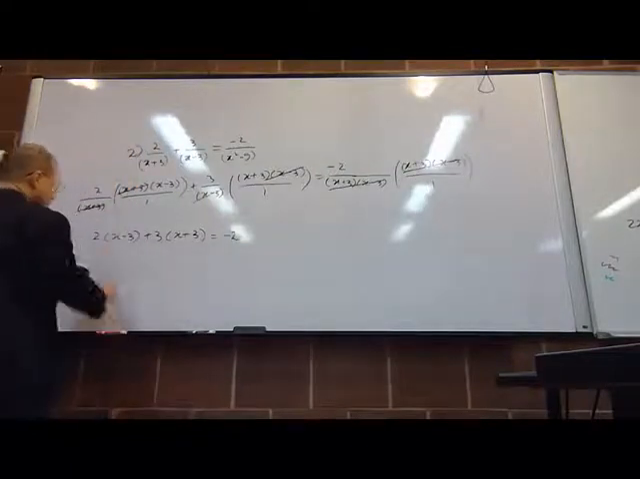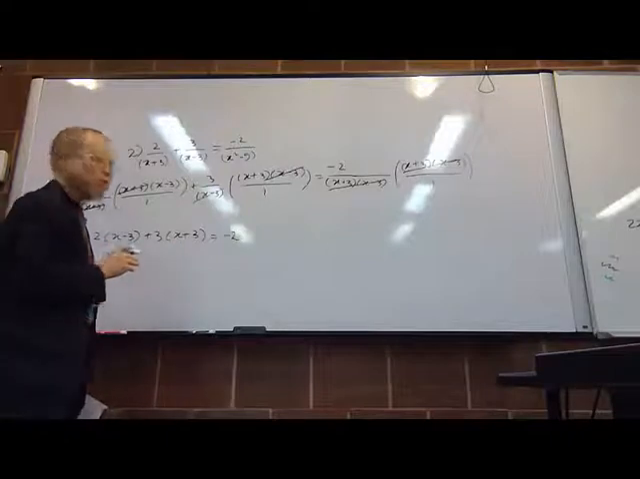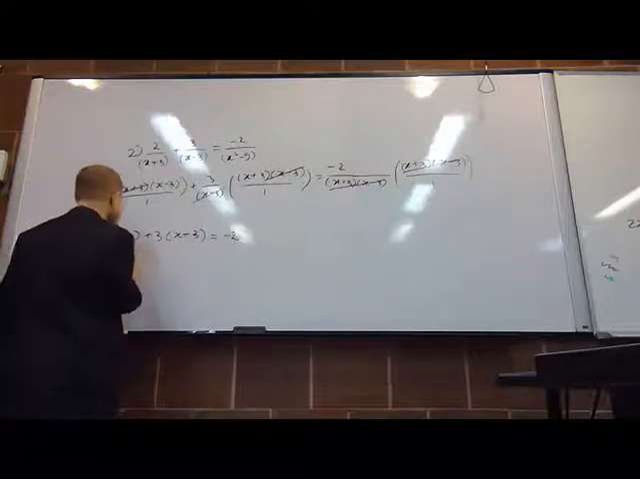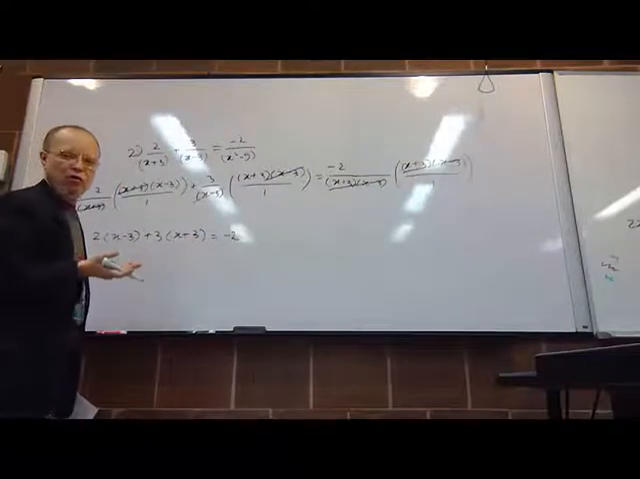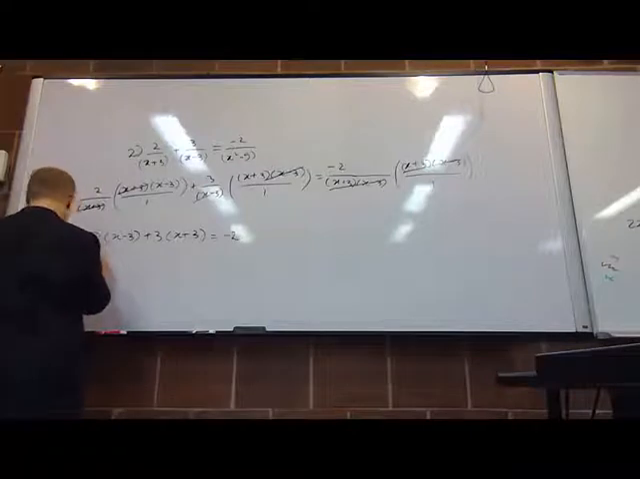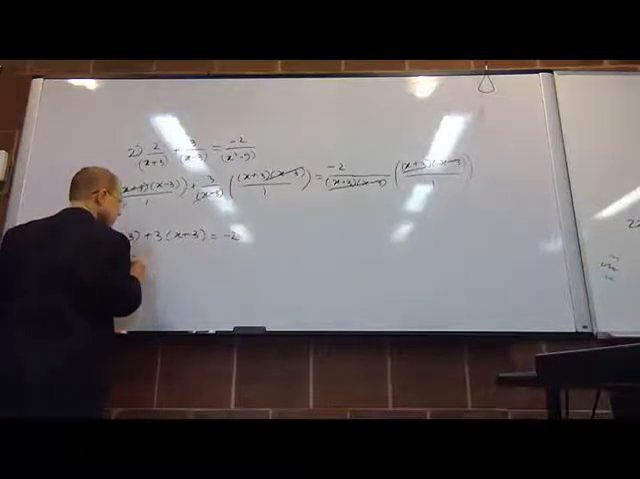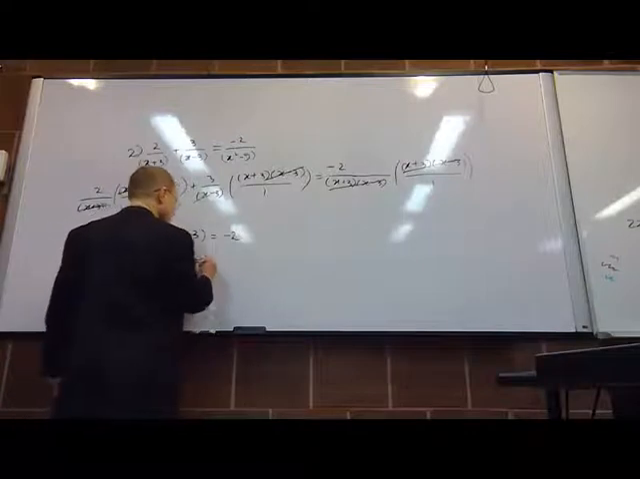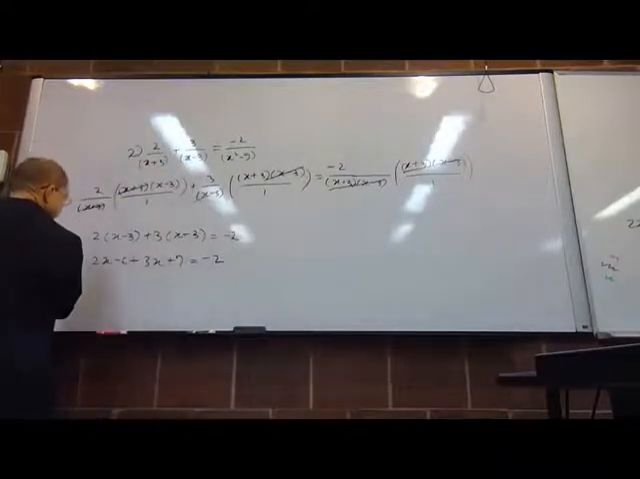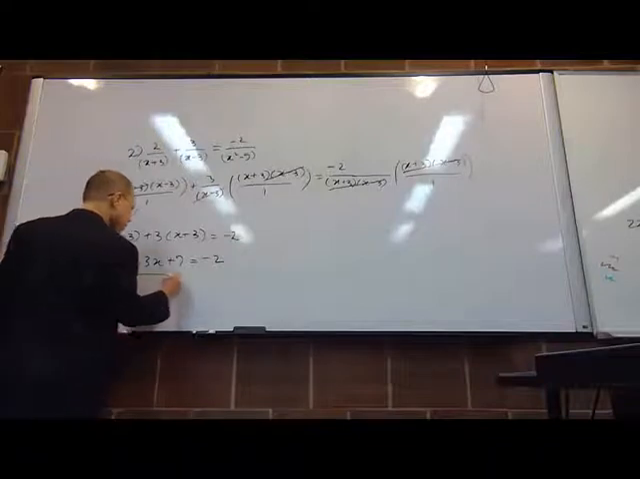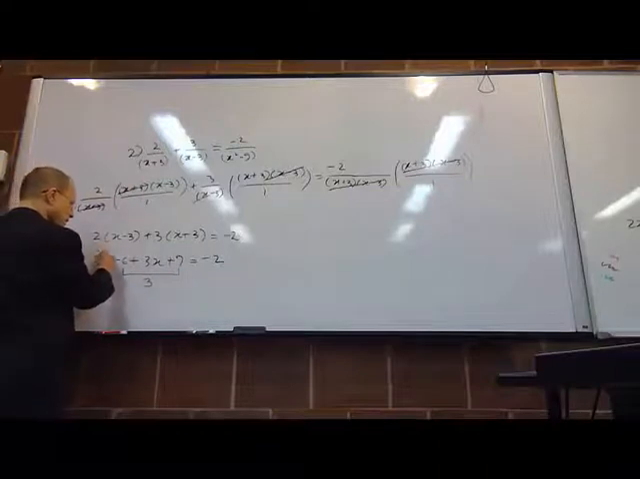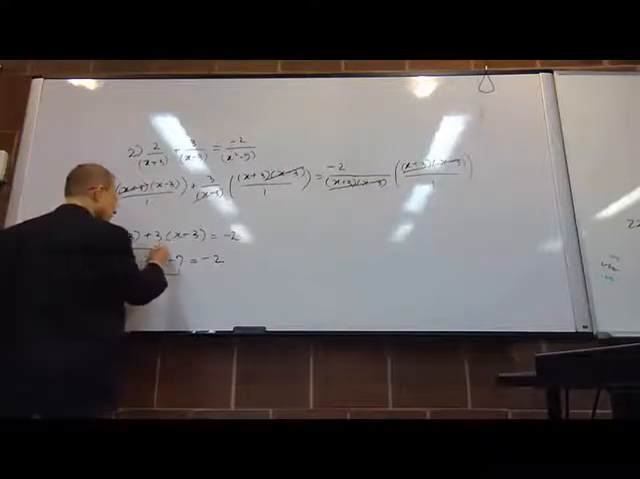And of course, now what I'm going to do is use my distributive property to finish this up, combine terms, and solve for x the way I would do a normal algebraic equation of this form. So I'll just go about doing that. So I have 2x minus 6 plus 3x plus 9 is equal to negative 2. So I combine my terms here. So I get 3. And I combine my terms here, and I get 5x.